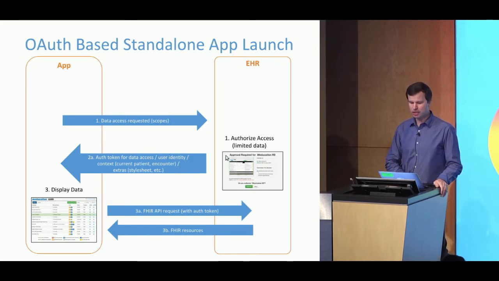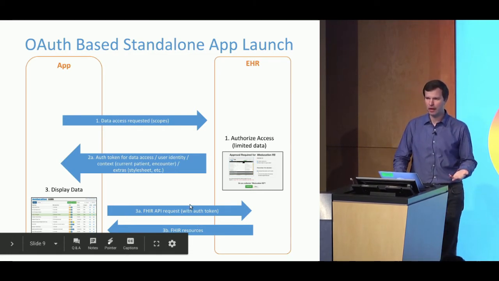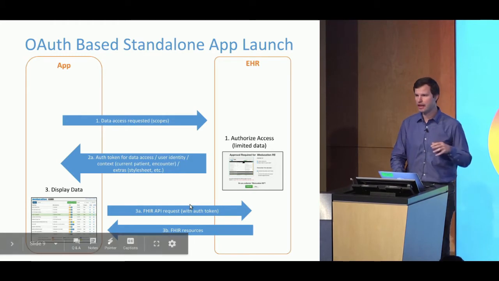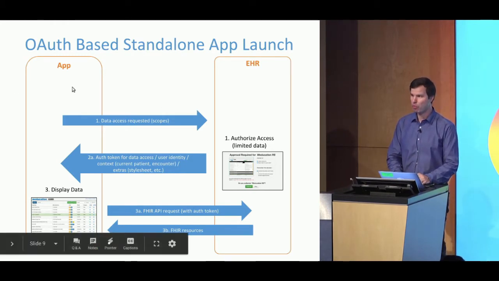But as far as the app is concerned, it asks for access, the user signs in and makes a decision, and then based on that decision, the app gets an access token. That's the standalone launch. Now I'm going to switch over to the EHR launch, which is going to look very similar, but you'll see a little bit more detail here in step 1.